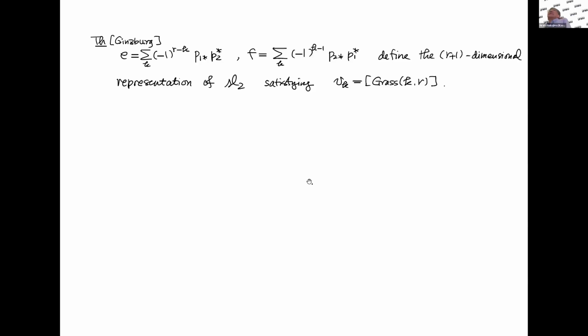So this is a result of Ginsburg. I consider this pullback and push forward, and pullback and push forward, in both directions, and I multiply by some scalars, some signs, and take the sum over all those cases. I consider all the Grassmannians. Then this realizes the (R plus one)-dimensional irreducible representation of SL2, so that Vk is given by the fundamental class of the Grassmannian.